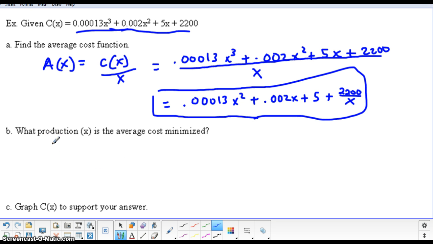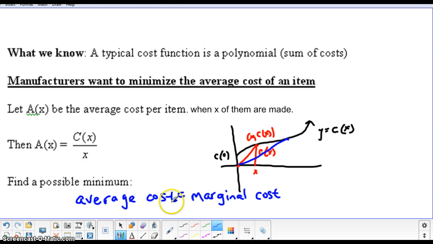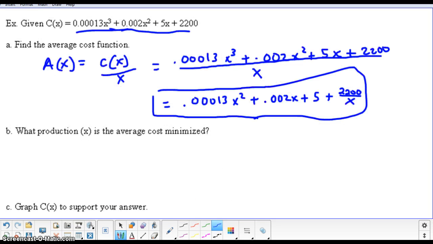And our next question is asking, when would the average cost be minimized? So that would be going back to our initial idea. Our average cost is minimized when it equals the marginal cost. So we want to find the derivative, the marginal cost, because we want to find when the average cost is equal to that first derivative, the marginal cost.